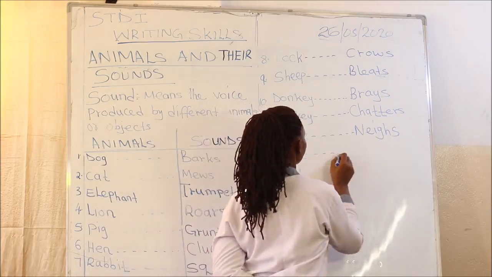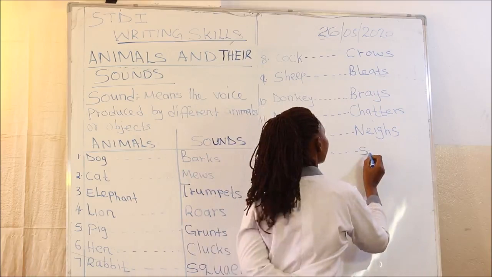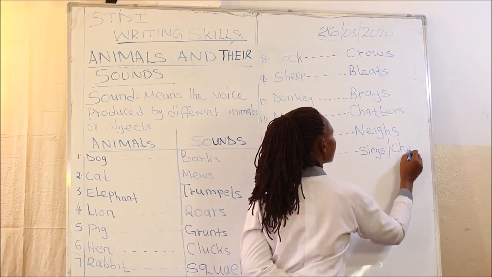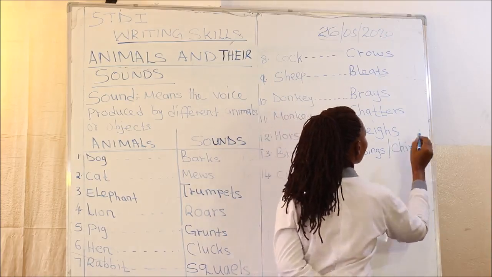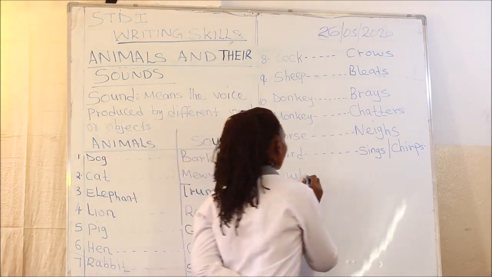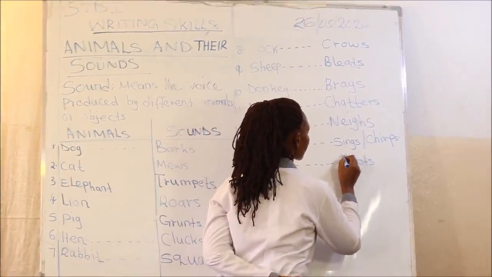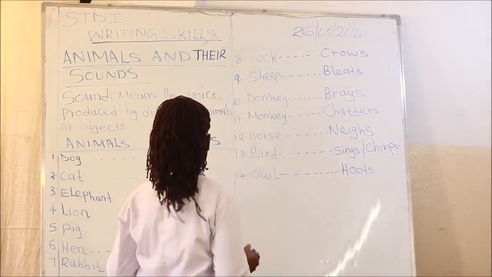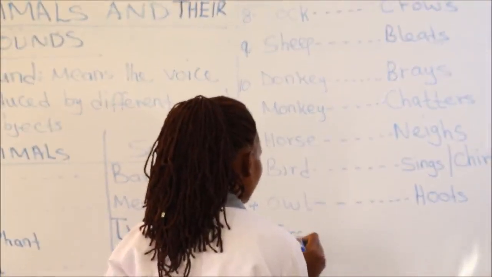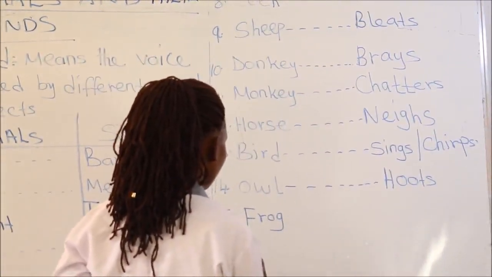We have a bird, you can say, sings or chirps. An owl hoots. Let us add some animals here. Maybe you can say there's frog. Number 16. There's duck.